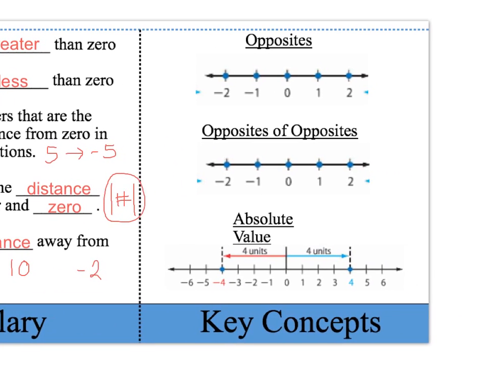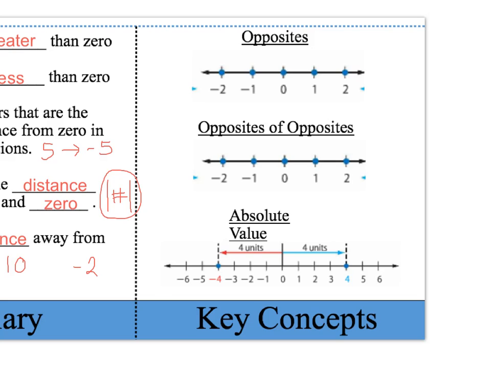Alright, so on the right hand side, let's talk about some of the key concepts. Our first key concept is the word opposites. Whenever I see the word opposite, I want you to think of the negative sign. So I'm going to draw a negative sign right above the word opposite. If I'm given the integer of positive 2, and I want to find the opposite of positive 2, I'm going to just put a negative sign right in front of my integer. So I can say that the opposite of positive 2 is negative 2.